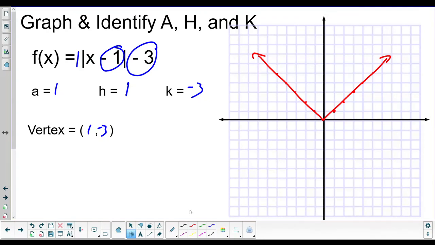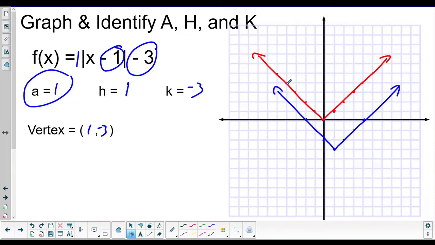Okay. Now our vertex is at 1, -3. So right 1, 1, 2, 3. And then it's not flipped this time. This is still a positive 1. So no flipping because it's positive. So it's just going to slide this whole thing right 1, down 3. So it'll have the same shape. So we can go up 1, right 1, up 1, right 1, up 1, right 1, up 1, left 1, up 1, left 1, up 1, left 1. And then we get our new graph. And there you go. Not too bad.